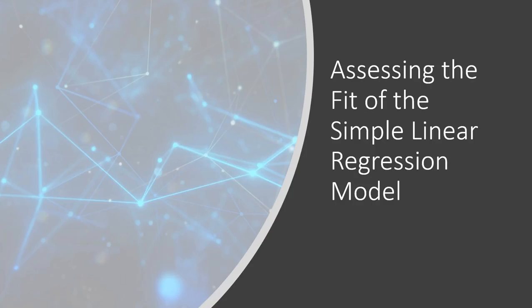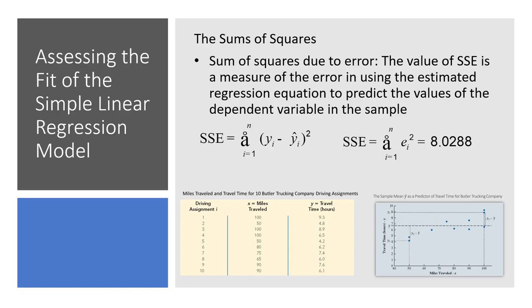So now that you have prepared your simple linear regression model, you need to look at how well that model fits the data that you have. So the first thing that we need to talk about is our sum of squares again. Our sum of squares due to the error is going to be the measure of the error in using your estimated regression equation to predict the values of your dependent variables in a sample.